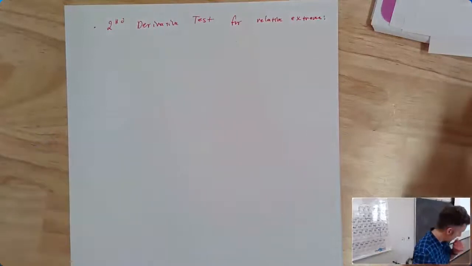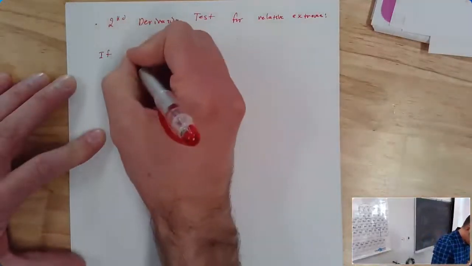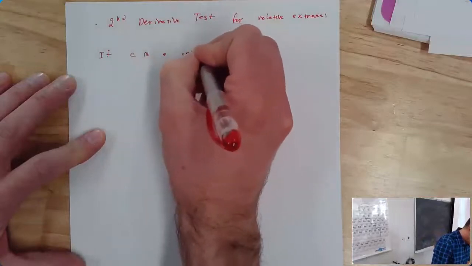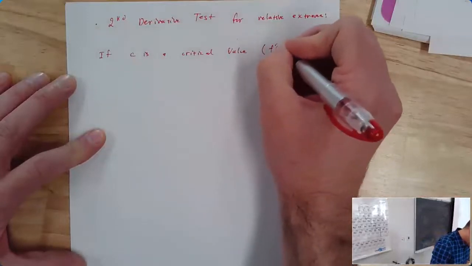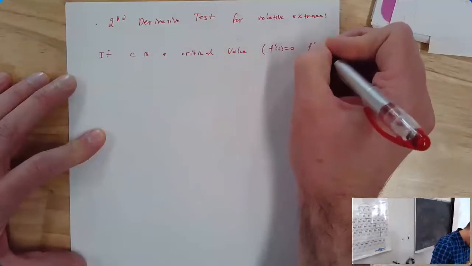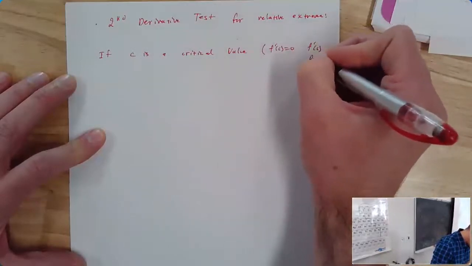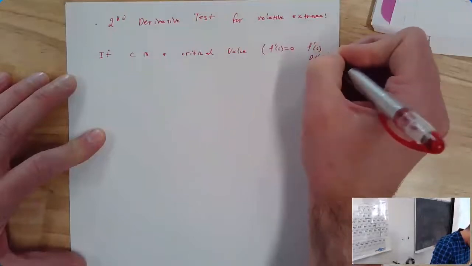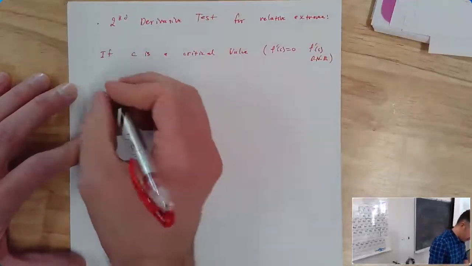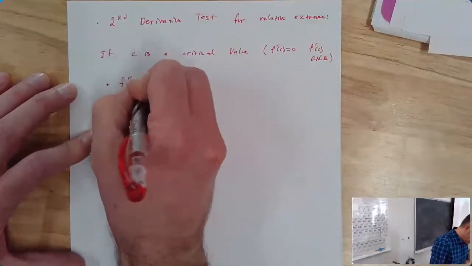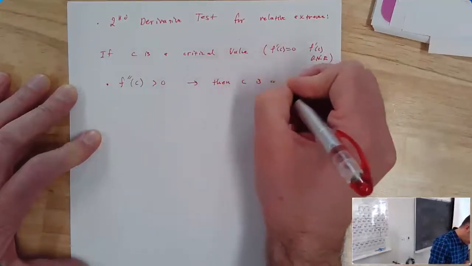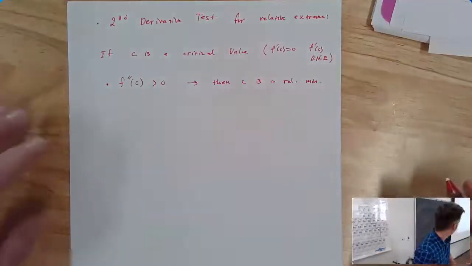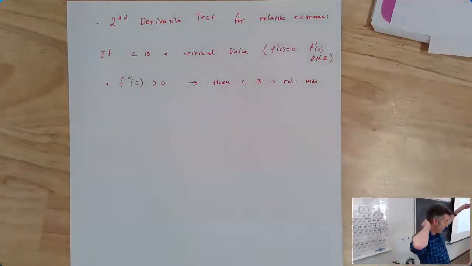Here's what it says. If c is a critical value, meaning f prime of c is equal to 0, or f prime of c is undefined, then one of three things can actually happen. If f double prime of c is positive, then c is a relative minimum. Because if the function is concave up and you have a horizontal tangent line, it has to be a minimum.